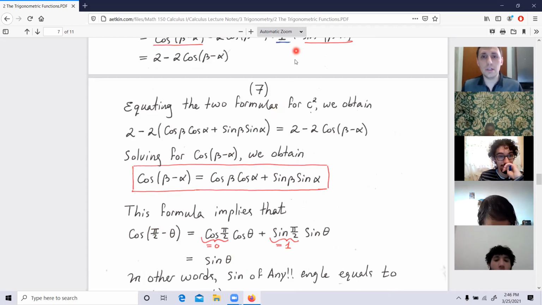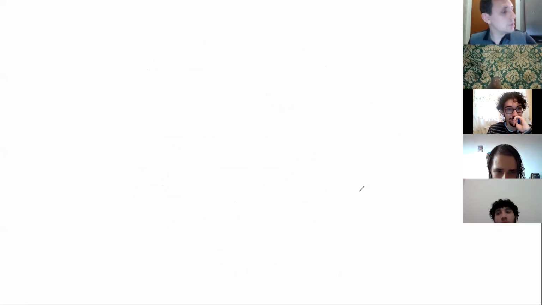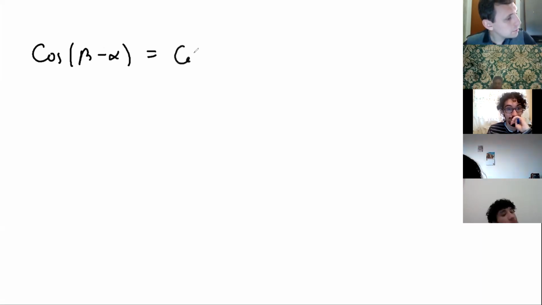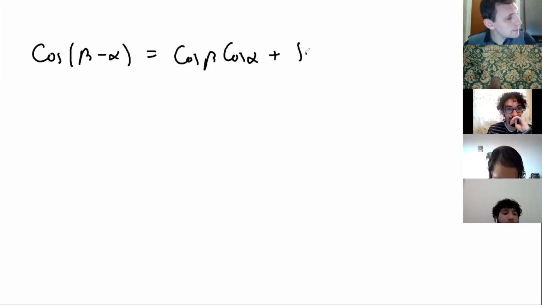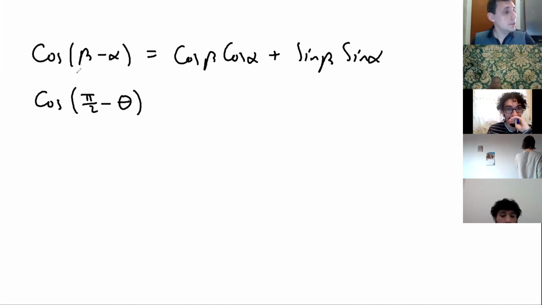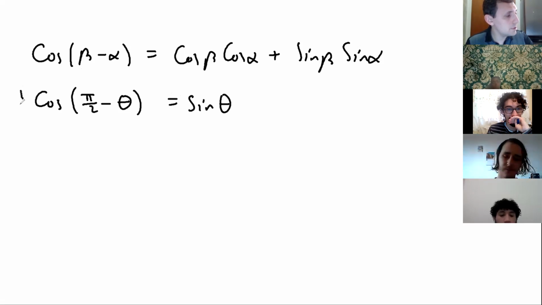Now, here's a comprehension check. Can you tell me, please, what is sine, and use that reasoning before. So we just verified that cosine of beta minus alpha is cosine beta cosine alpha plus sine beta sine alpha. And now we verified that cosine of pi over 2 minus an angle theta, using this property, simply is sine theta. I want you to use this information here to verify that implies 2.